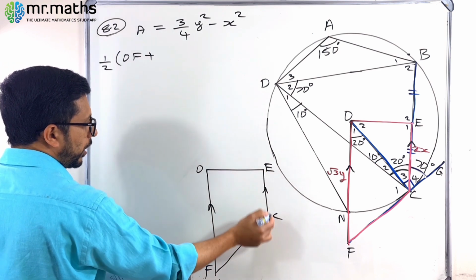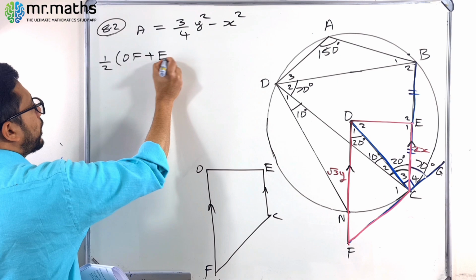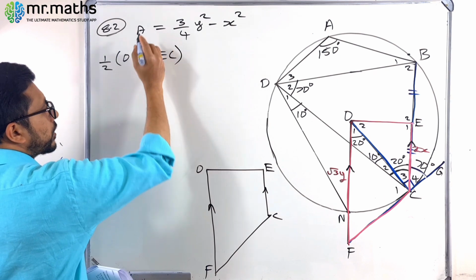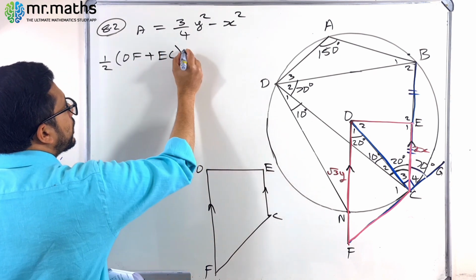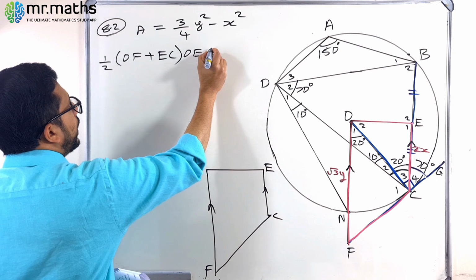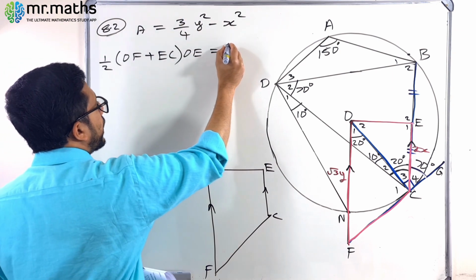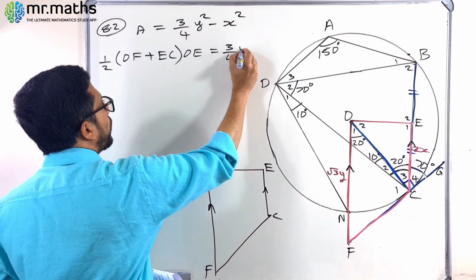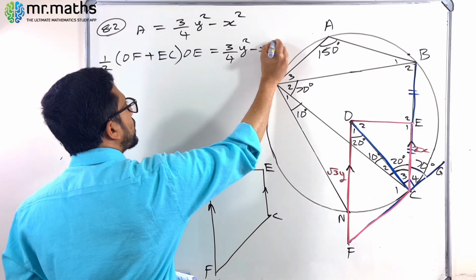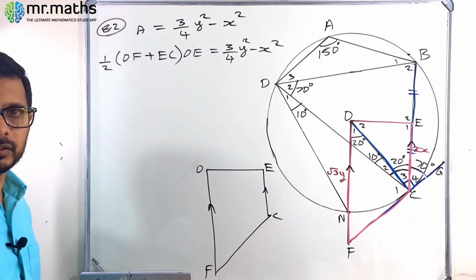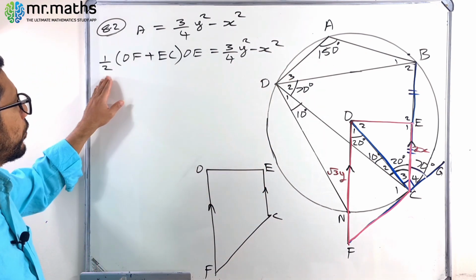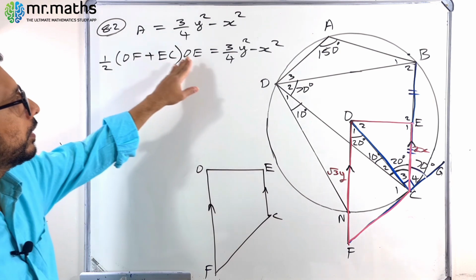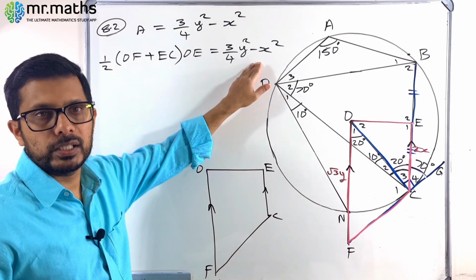Okay. The area is half times OF plus EC, the two parallel lines, times this perpendicular height OE. And it is given in the question that this is 3 over 4 y squared minus x squared. You understand, guys? Okay. So half into OF plus EC times OE is given as this one.